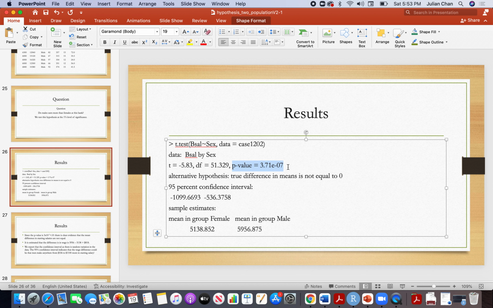Well, that means that we can reject the null hypothesis that the starting salaries are equal for men versus women. And this is our alternative hypothesis, that the true difference in means is not 0. They don't have the same starting salary. So next we'll look at the 95% confidence interval that's printed. It says that on average, men make on the larger end about $1,100 more than women. On the smaller end, they make $536 more than women. And keep in mind that this data was collected during the 60s and 70s.